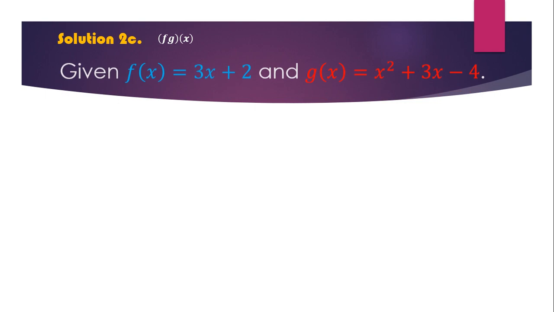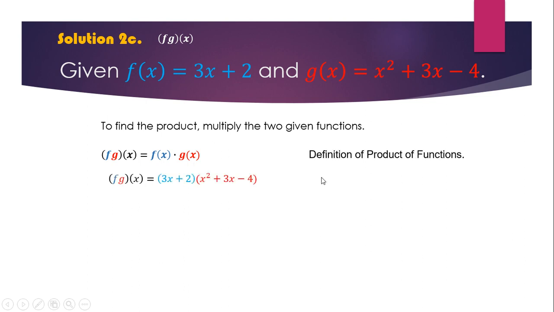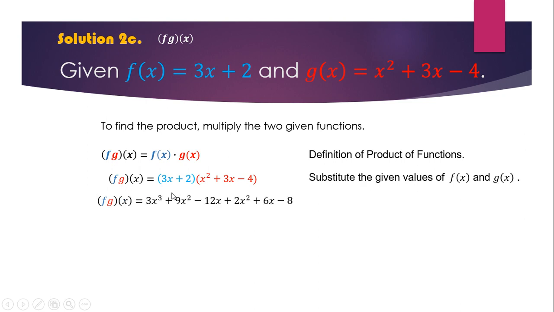Then for letter C, which is the product of the two given functions, to find the product, we are going to multiply the two given functions. So f times g of x is just equal to f of x times g of x. That is the definition of product of functions. So substitute the given values for f of x and g of x. After that, we're going to multiply the two given polynomials.